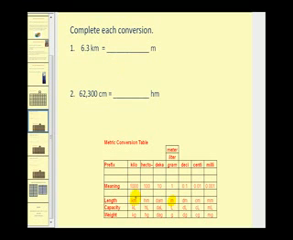Notice we're moving 1, 2, 3 columns to the right, which means we can multiply by 10 to the power of 3 or just move the decimal point 3 places to the right. So we start with 6.3 and move the decimal point 3 places to the right. So 1, 2, 3. Notice we did not have enough digits, so we do have to add 2 zeros to make the number 6,300. So 6.3 kilometers is equal to 6,300 meters.